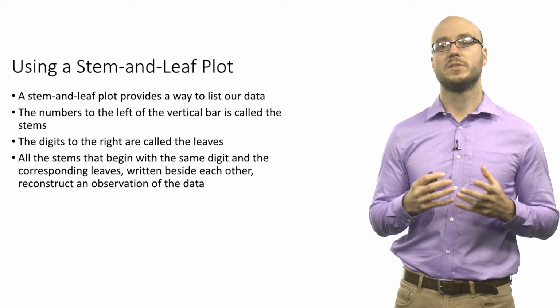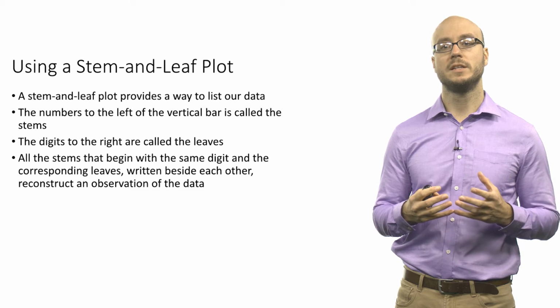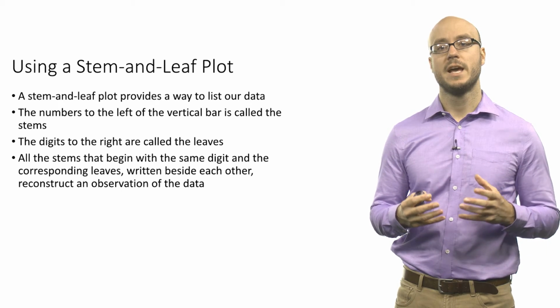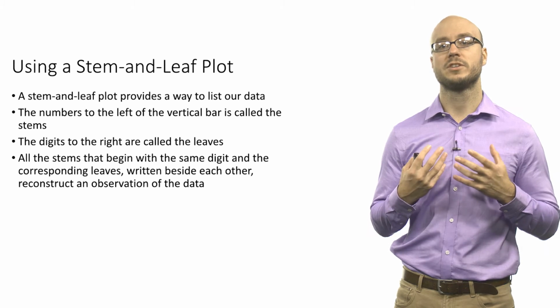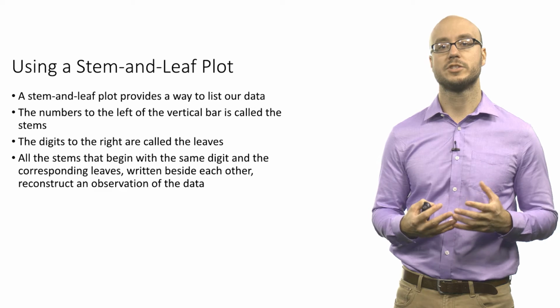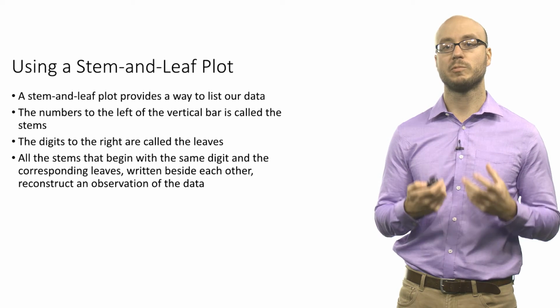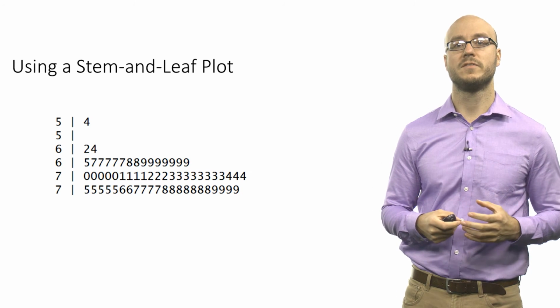All the stems that begin with the same digit and the corresponding leaves are written beside each other, and this allows you to reconstruct each observation in a set of observations. You just use the stem and the leaf to reconstruct the actual values of the data points.